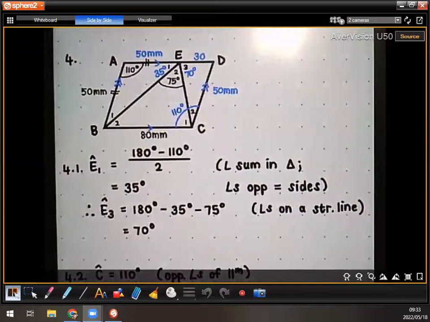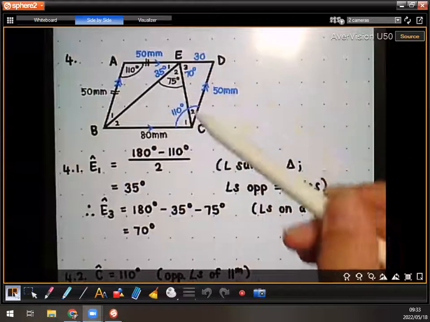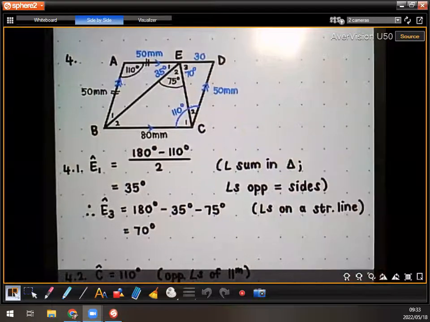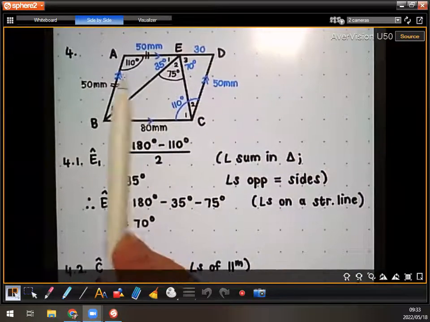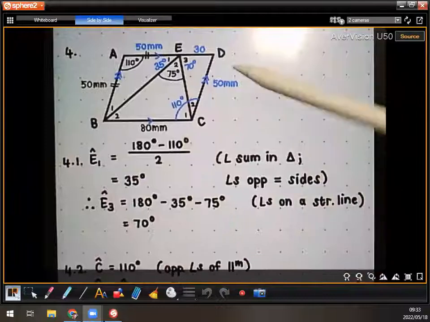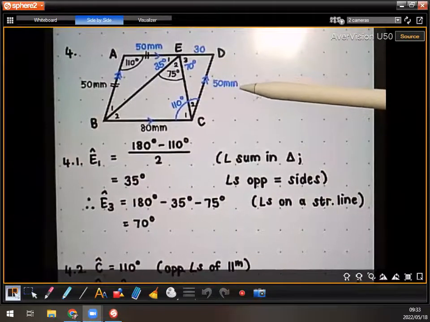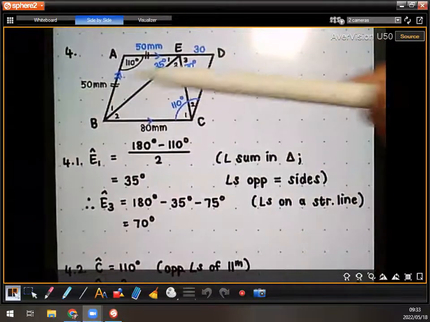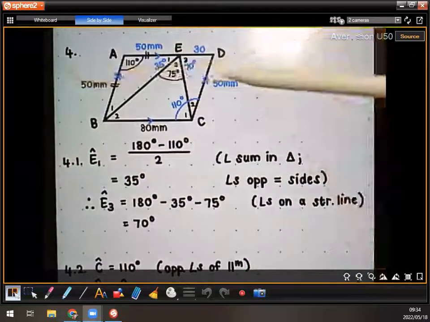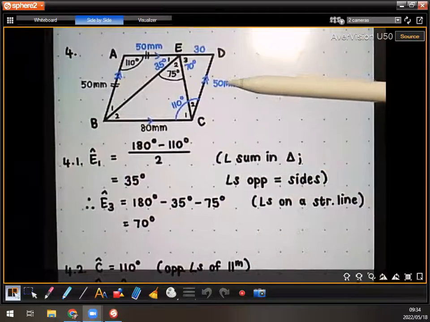Okay, 4.2 was asking for the lengths of the sides of triangle CED. Now this was an interesting question. We're looking for the lengths of the sides of this triangle. We know that this one is going to be 50 because it's a parallelogram, and opposite sides of a parallelogram have to be equal. So we have one length already.